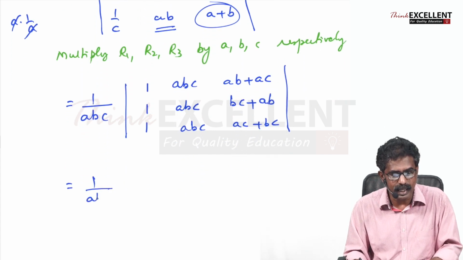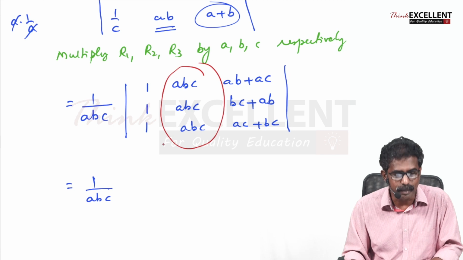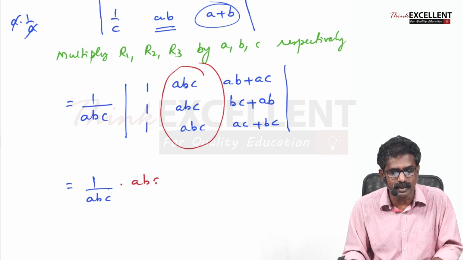Now you see what can you do. 1 by ABC is there. Can you take something outside? Yes. The second column. What is common? ABC. Take that ABC outside. So what is left out? First column 1, 1, 1.